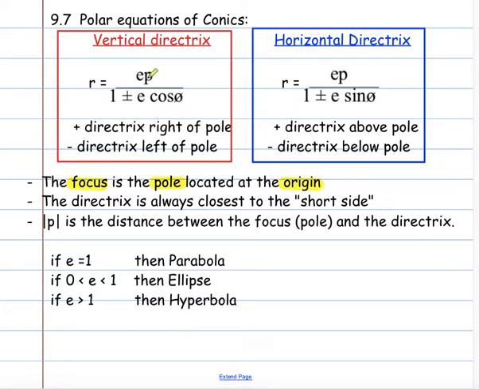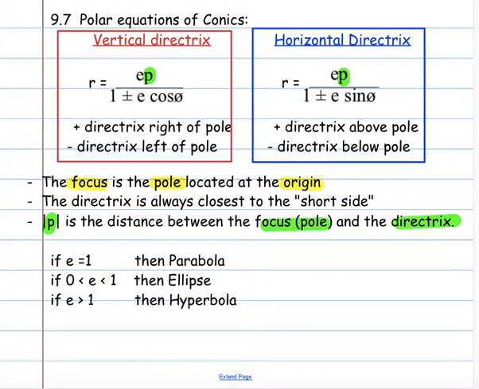P, if you look at your formula, let me get a different color here. P in the formula plays an important role. That is the distance between the focus, the pole, and the directrix.